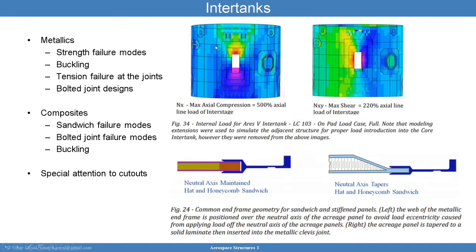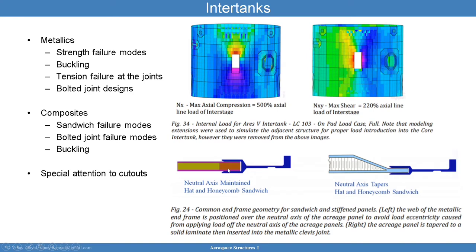So intertanks typically could have, for metallics, strength failure modes, buckling, tension failure at the joints, and here I'm showing you a few joints that you could have. You could have a neutral axis that's maintained with a sandwich structure and a metallic clevis or composite bonded design. And then you also have a neutral axis that tapers down from a composite to a laminate with a clevis design, which could also be metal or composite. And so in either situation, this joint here will be critical in tension.